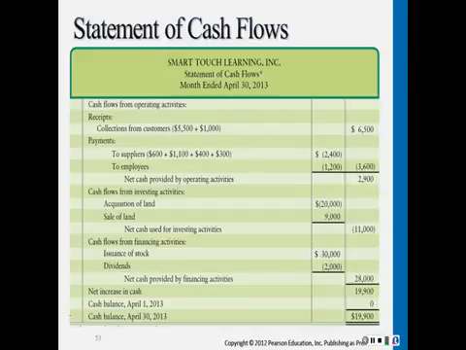This concludes lecture number 2. The next lecture will be actually working through a problem and showing you how to complete all of this in the accounting cycle.